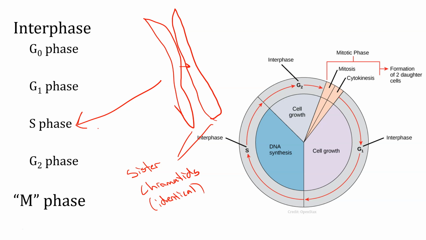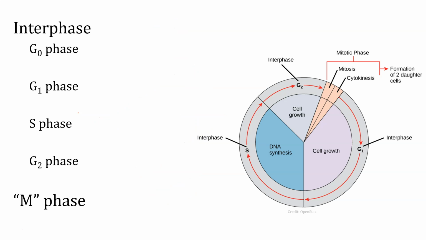after the S phase. So you could think before the S phase, there's 46 chromosomes, and after the S phase, there is 92 sister chromatids. That's kind of a good way of looking at it.